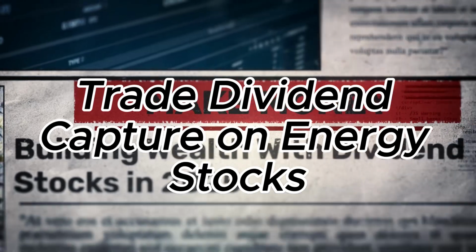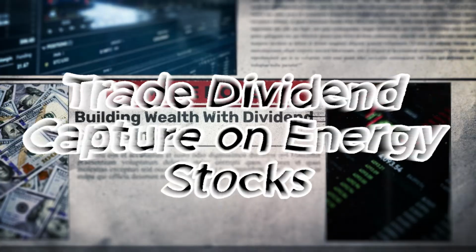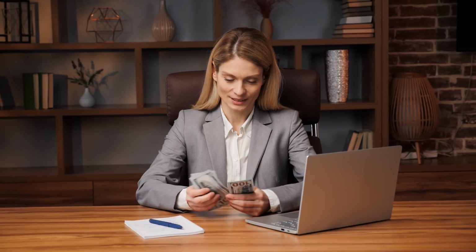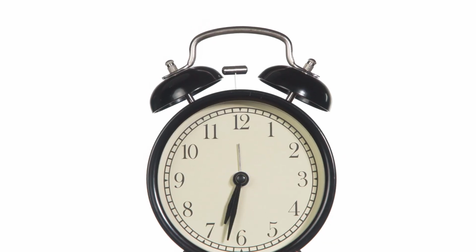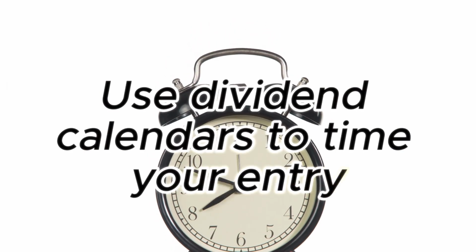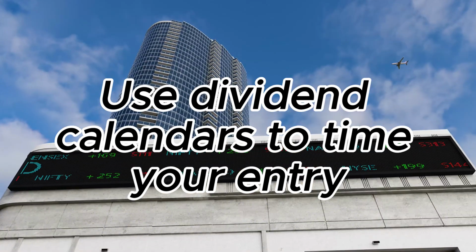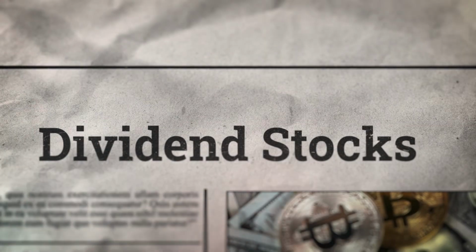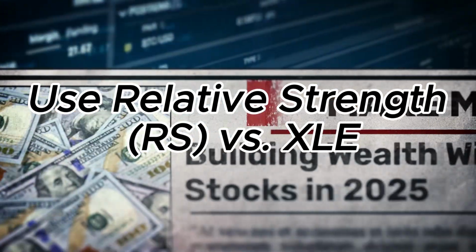Strategy 8 says to trade dividend capture on energy stocks. Energy stocks like Chevron or MPLX offer high dividend yields. Some traders buy them just before the ex-dividend date and sell after. Use this to your advantage by using dividend calendars to time your entry and profit from dividend plus short-term appreciation.